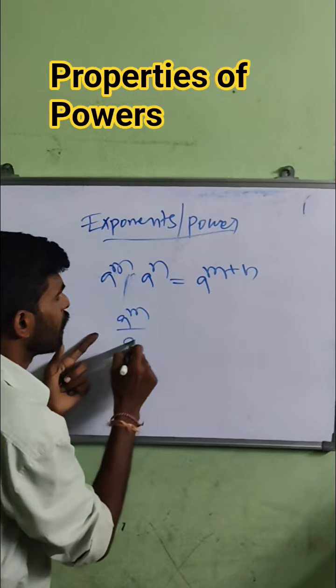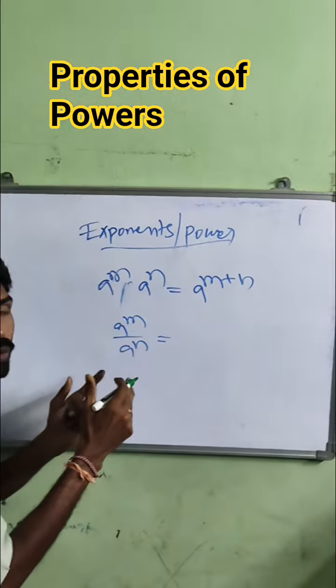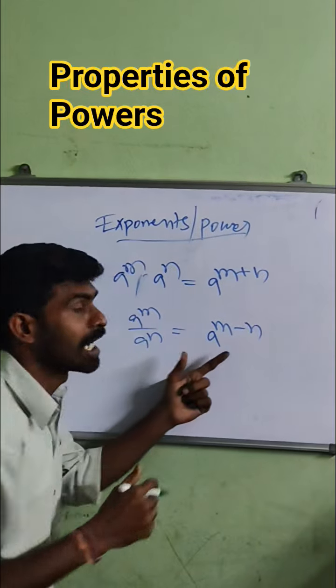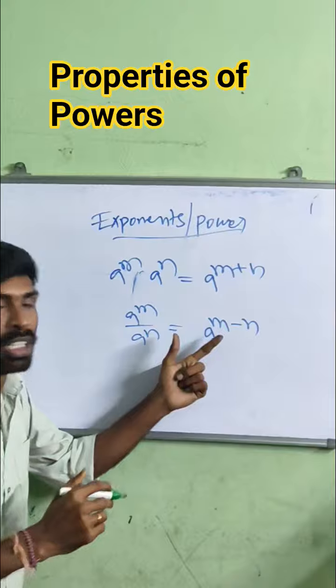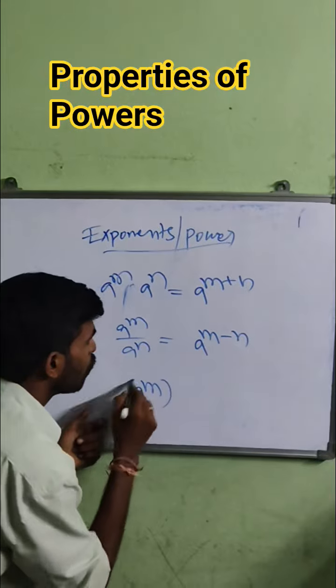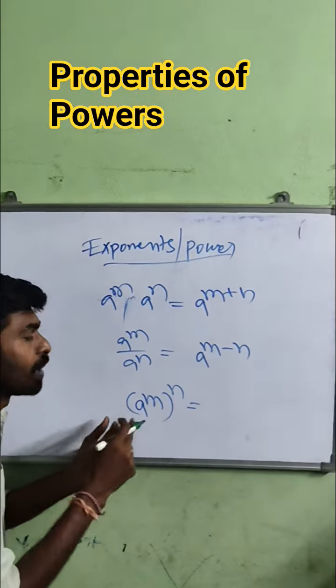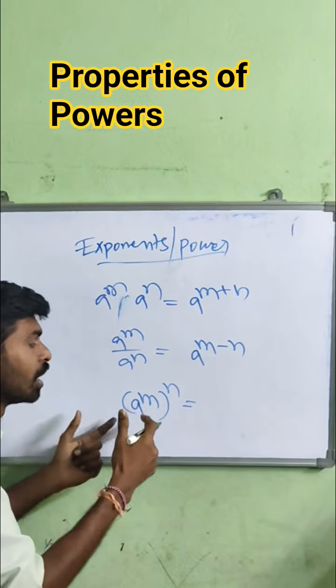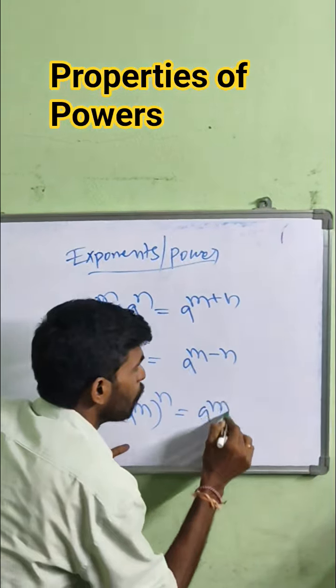A power m divided by a power n. If it is division, what will be? Next we can write it as a power m minus n. That will be subtraction for the division. Okay. If a power m whole power n is equal to what will be? It's a multiplication, a power m whole power n. That means a power m into n.